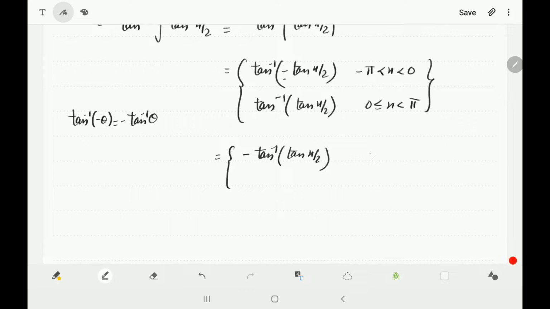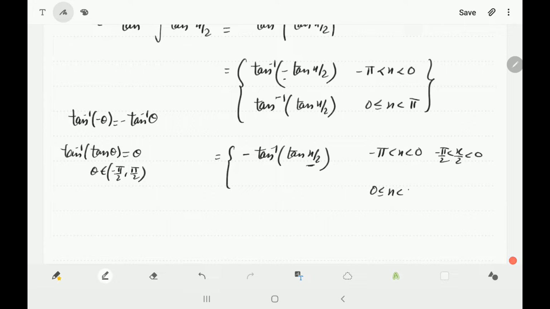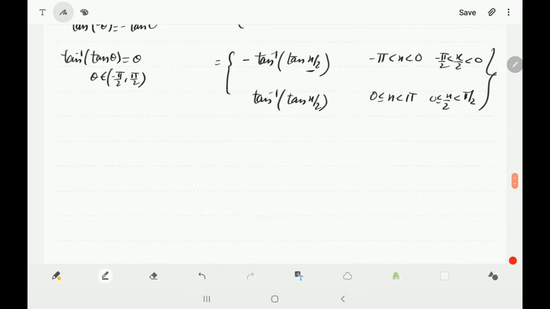Now x is from minus pi to 0, so x by 2 will be from minus pi by 2 to 0. We need to check this because we have to open tan inverse tan x by 2. We already know that tan inverse of tan theta opens up as theta if theta belongs to the open interval minus pi by 2 to pi by 2. Is this clear? For x from 0 to pi, we have x by 2 from 0 to pi by 2, which is already in the principal value branch. So we will directly open this term as x by 2, because tan inverse of tan theta opens up as theta if theta is in PVB.